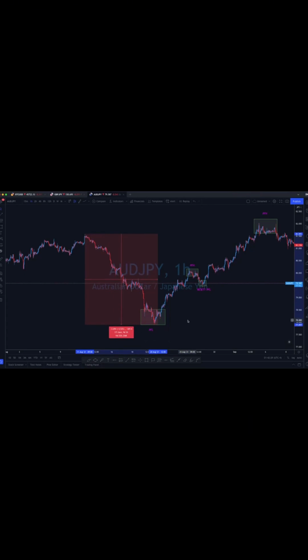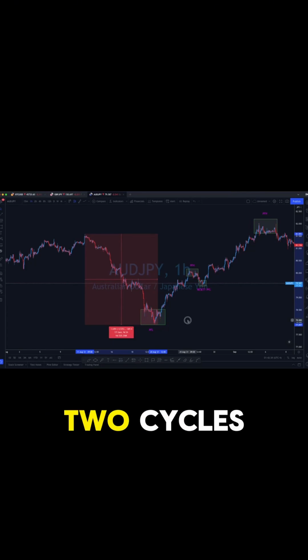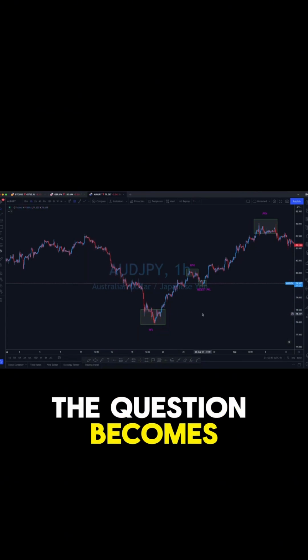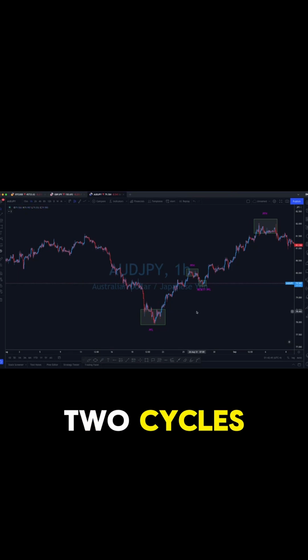369, right? So we know if our cycle is typically 3 times ADR, about 210, same thing, there's got to be 2 cycles in this move here. The question becomes, where are the 2 cycles, right?